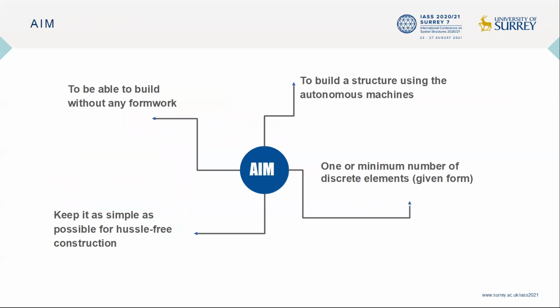Our main goal for this study is to be able to build a structure without any formwork. We want to design interlocking geometries that can be used with construction robots. We kept the geometries as simple as possible for hassle-free construction. The study is limited to the use of one or a minimum number of discrete elements while exploring different forms.